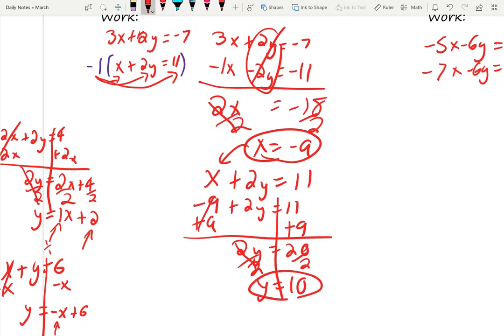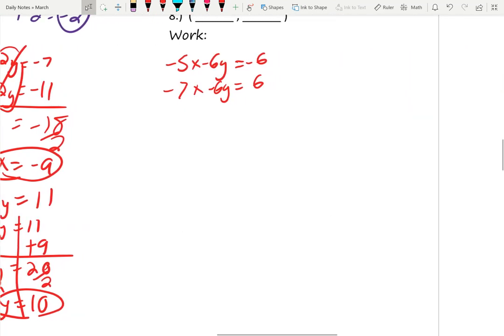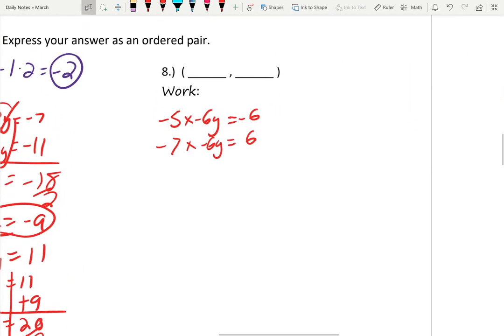So that's the process of elimination. We're going to have the same issue in this next problem, in that we can't just add them together because nothing cancels out. Negative 5x minus 7x would be negative 12x. Negative 6y minus 6y would be negative 12y. They don't cancel out. And negative 6 plus 6 would be 0.